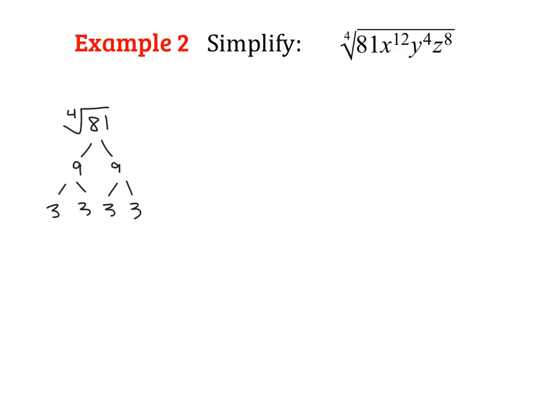And since it's a 4th root, again, we're looking for a group of 4. So here's my group of 4. So 4th root of 81 is just 3. So again, we're trying to look for groups that match the index, or whatever the nth root is. So we have 3. Here, I know that with x to the power of 12, there's 3 groups of 4, so it's going to be x cubed.